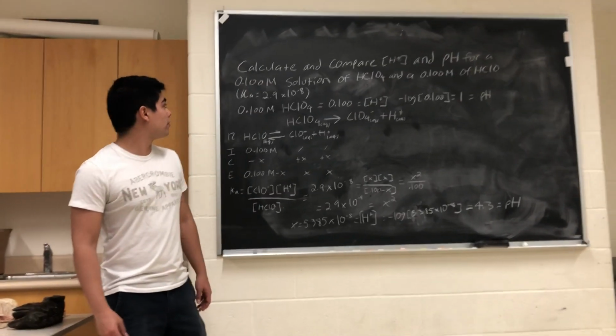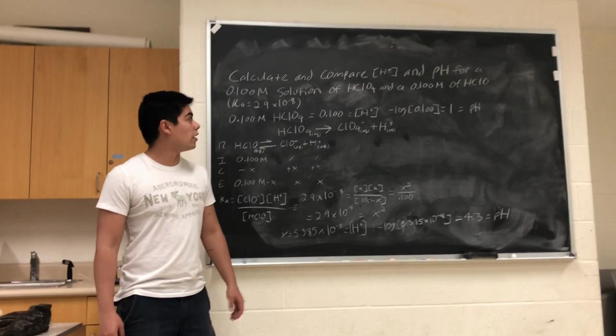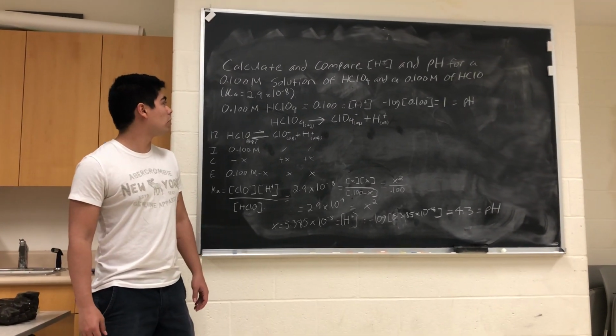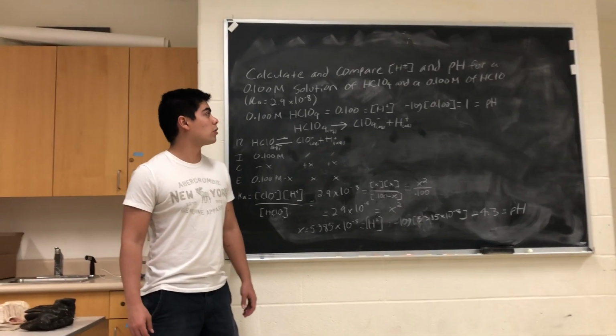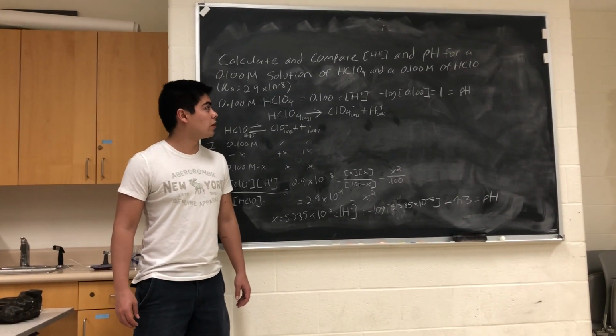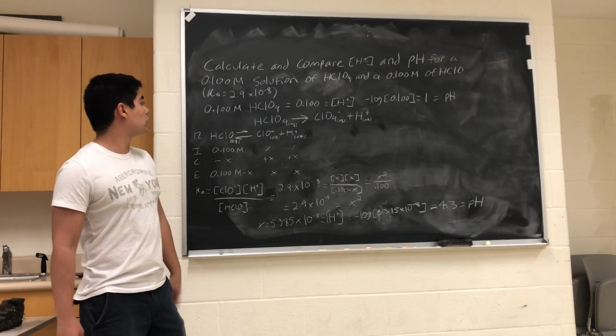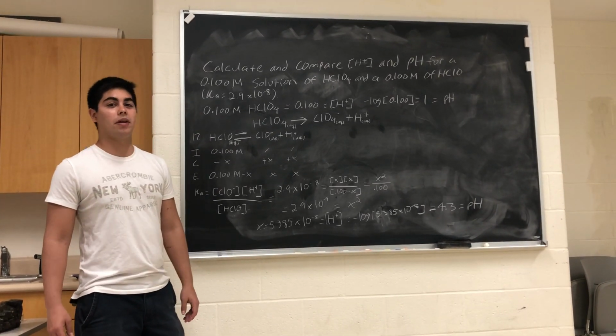And so today we're given a problem: calculate and compare the concentration and pH for a 0.1 molarity solution of perchloric acid and 0.1 molarity of hypochlorous acid. And we're given the Ka value, which is equal to 2.9 times 10 to the negative 8.